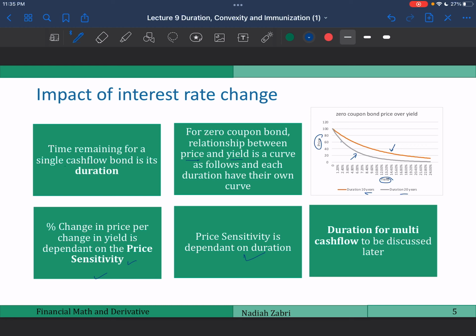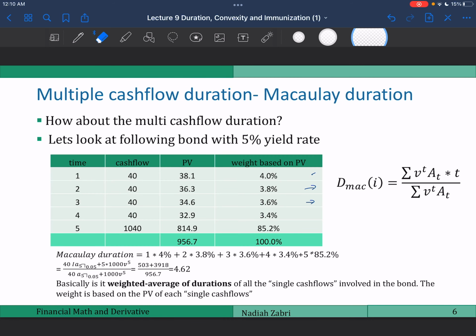For a single cash flow bond, its duration is simply just the time remaining. But for a duration for a multi cash flow, it is more complex. We will discuss it in the next slide. So now how do we compute the duration for a multiple cash flow asset? So a multiple cash flow asset actually can be split into several single cash flow assets, right? So in this example, it can be split into 5 single cash flow assets. 1, 2, 3, 4, 5, right?